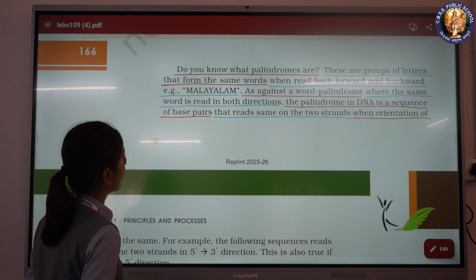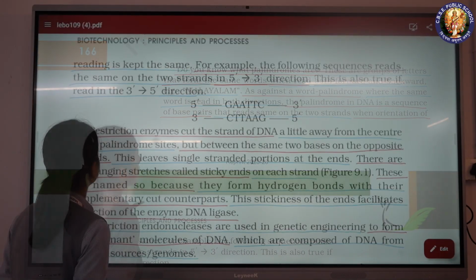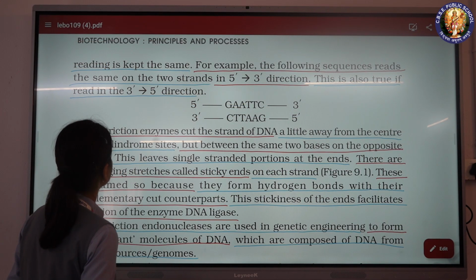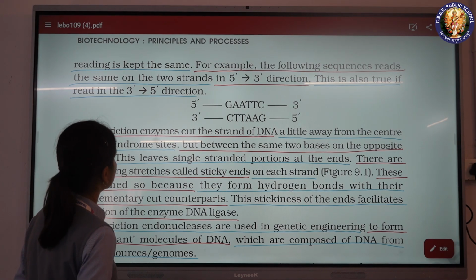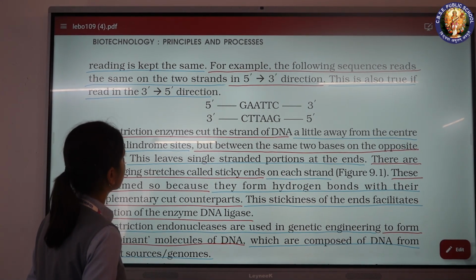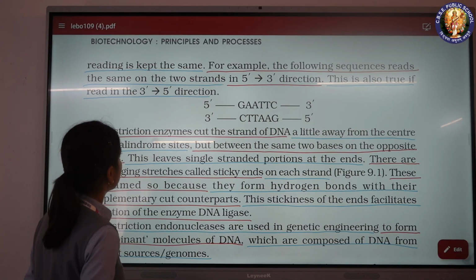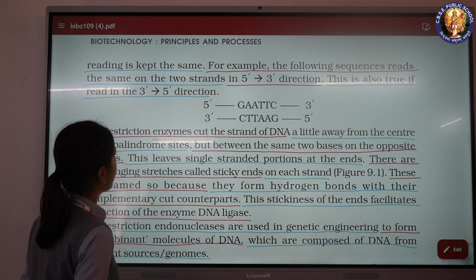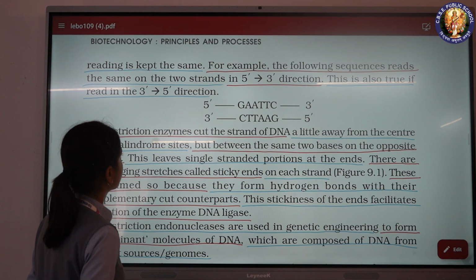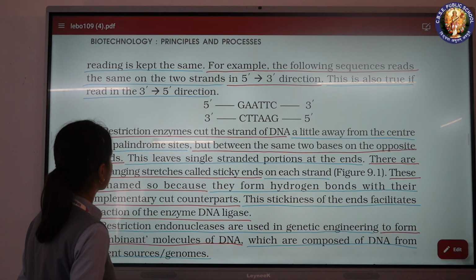When the orientation of reading is kept the same, for example, the following sequences read the same on the two strands in 5' to 3' direction. This is also true if read in the 3' to 5' direction.